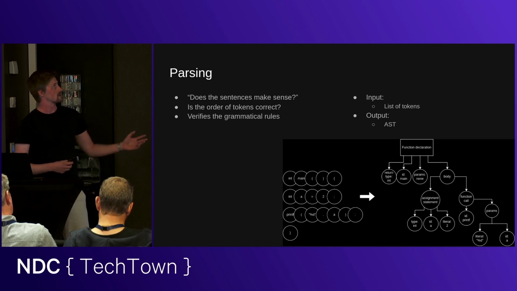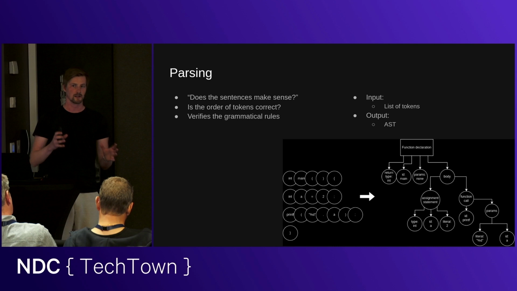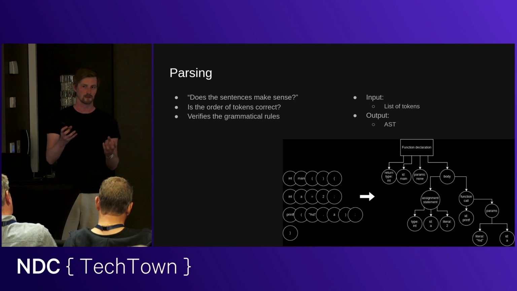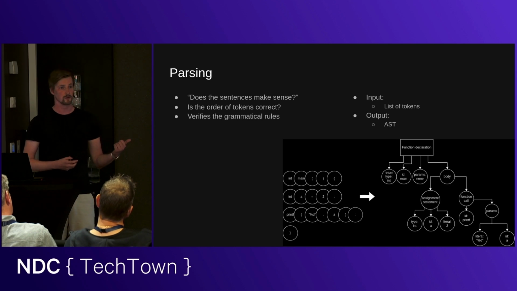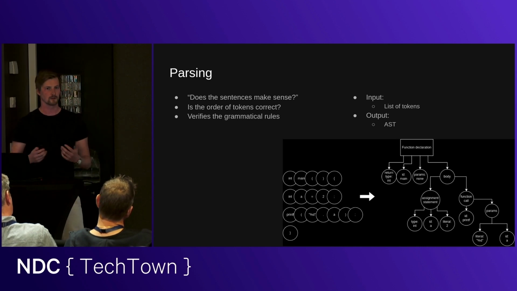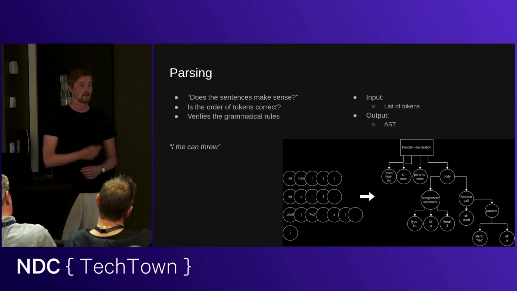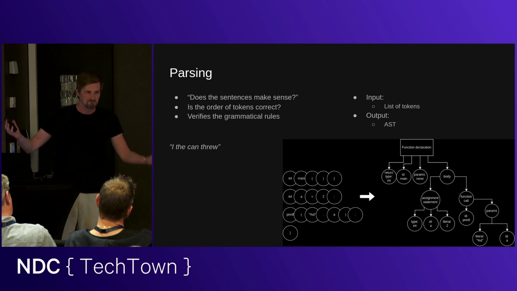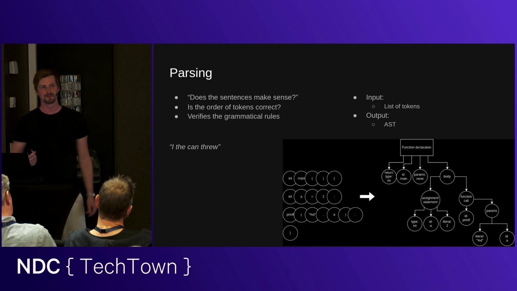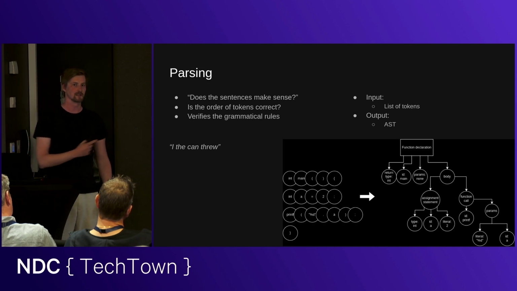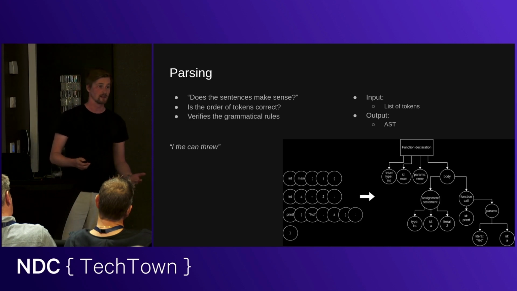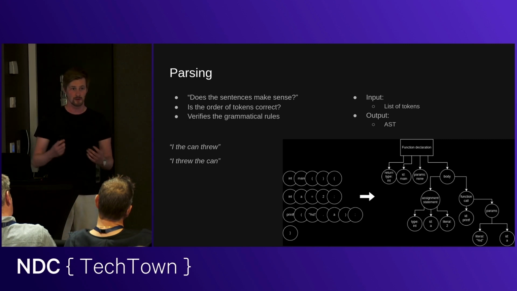So the question we're asking ourselves is, does the sentence we read make any sense? Which means, is the order we're seeing these tokens correct? Which pretty much translates to verifying the grammatical rules, just like we did by hand a moment ago. In English, this would look like, for example, if I said the sentence, "I the can through," which doesn't really make sense, right? Perhaps in German, but this is English, different grammars. In English, we would say, "I threw the can," and that's a perfectly valid sentence.